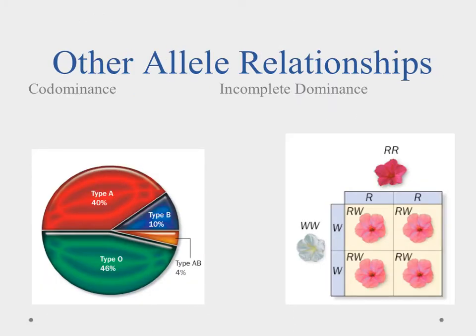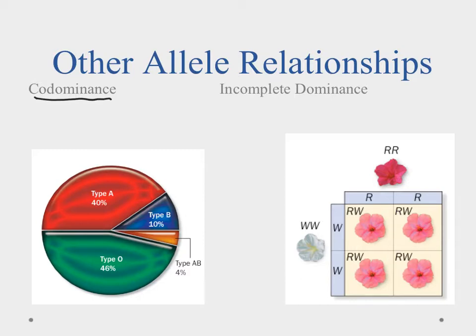Okay, so simple dominance works out pretty easily, and it's kind of simple. That's why we call it simple dominance. There's other allele relationships as well. One of them is codominance, and in codominance, a lot of times what we'll have is polyallelism, which means we have more than just two alleles. So we don't have a capital and a lowercase, we might have others.